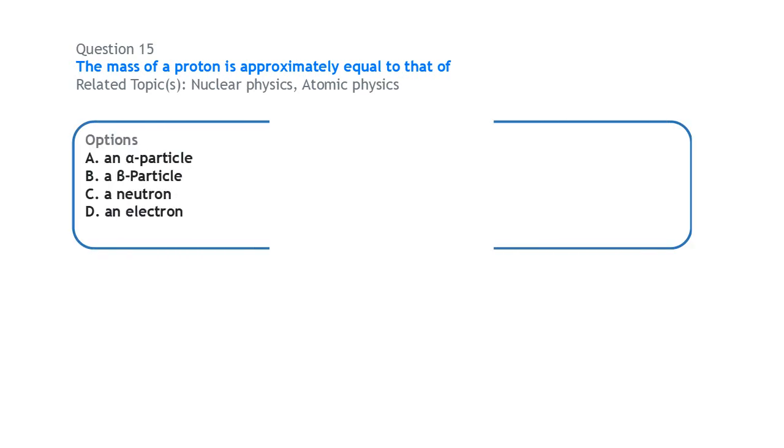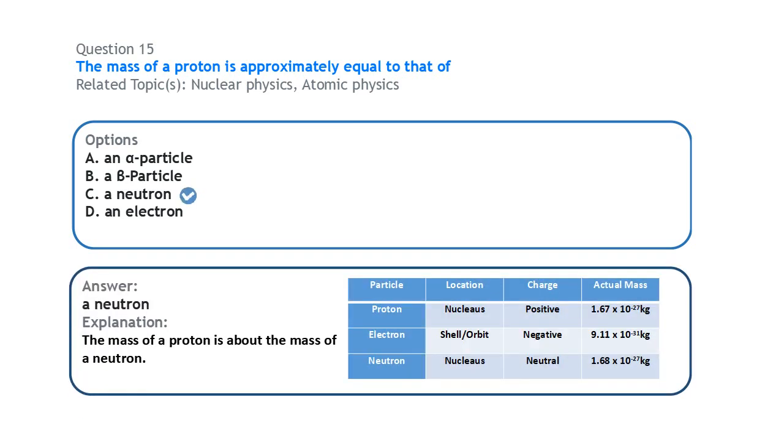Next, this question is on atomic physics, nuclear physics. The mass of a proton is approximately equal to that of... We know that in an atom there are 3 subparticles: the proton, the electron, and the neutron. The proton and the neutron are both located in the nucleus, while the electron is located in the shell, or what we call the electron cloud.